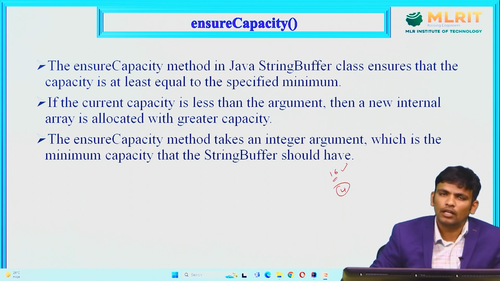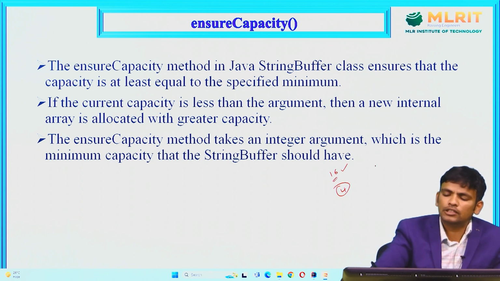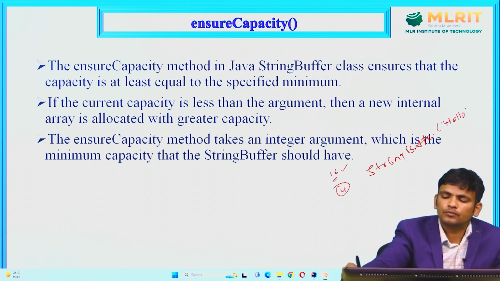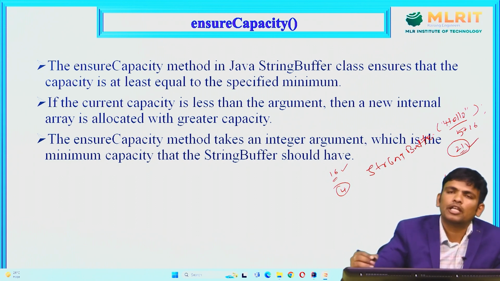Or else, in StringBuffer if you mention something like "hello", here hello is 1, 2, 3, 4, 5, total 5, plus 16. So the initial capacity is 21 here. So even if you mention 16, it will take only 21.